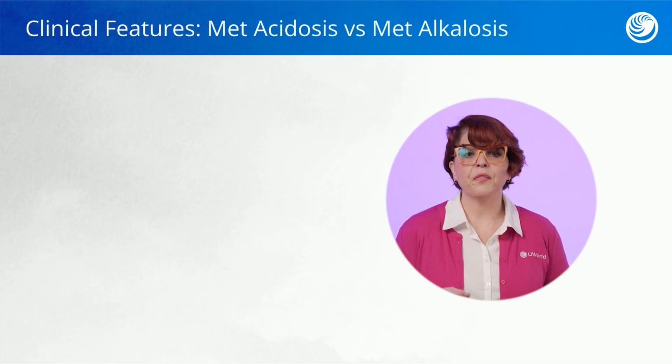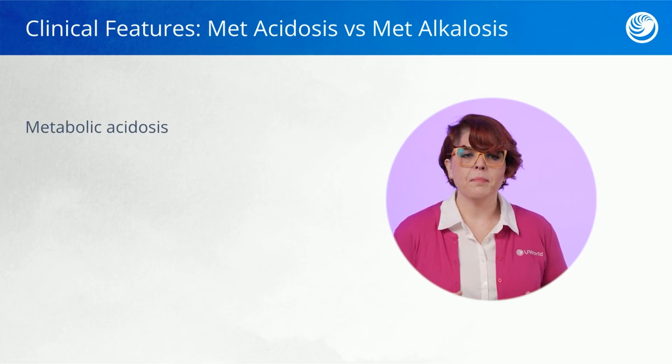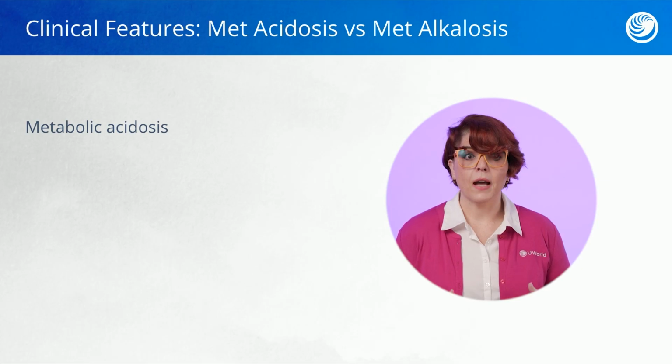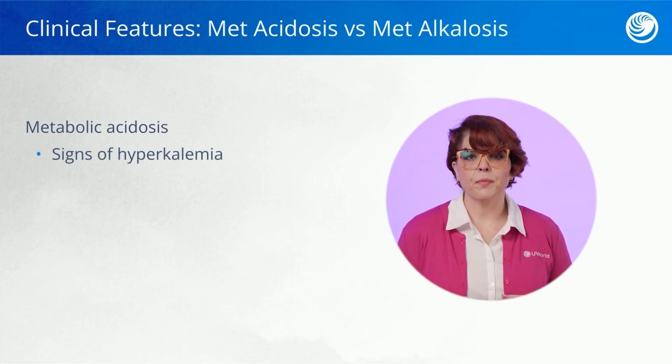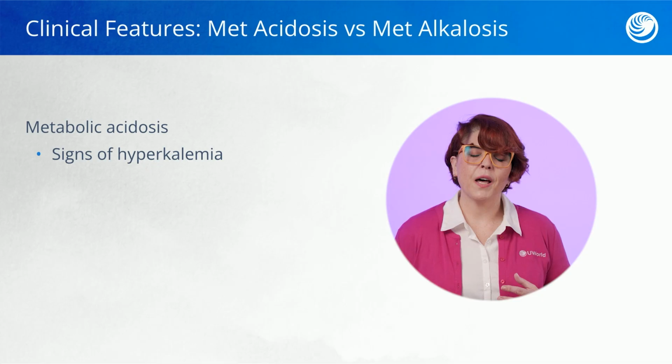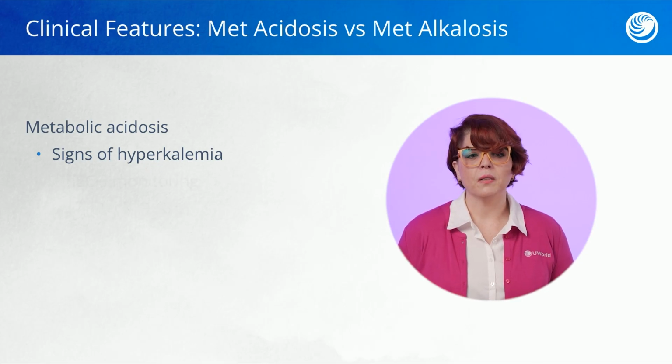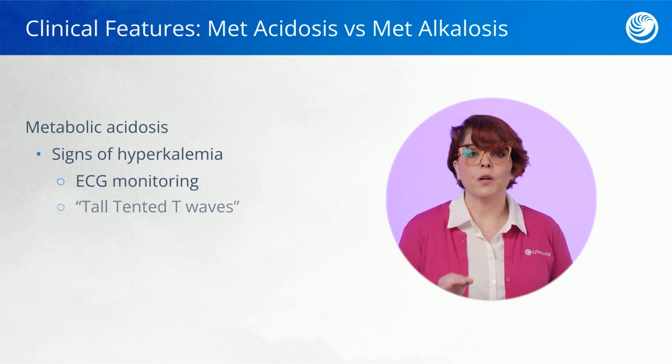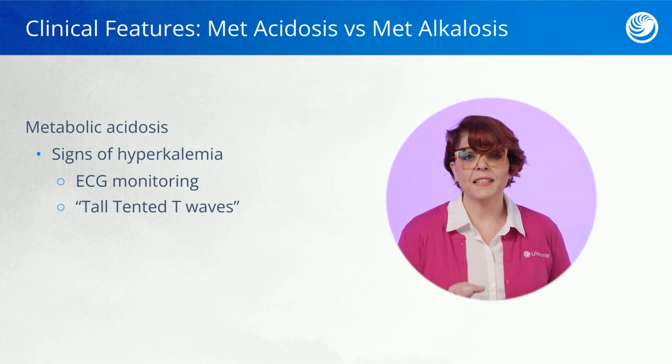Let's talk about the clinical features between metabolic acidosis versus metabolic alkalosis. So your patient in metabolic acidosis, meaning more on the acid side, you're going to see signs of hyperkalemia. This is because potassium and H+ have an affinity for each other. So as you have more acid in the blood, you will have more potassium in the blood as well. This is why ECG monitoring is so important, and your most tested ECG change is going to be tall, tented T waves, which is a sign of hyperkalemia and a change in ventricular depolarization.